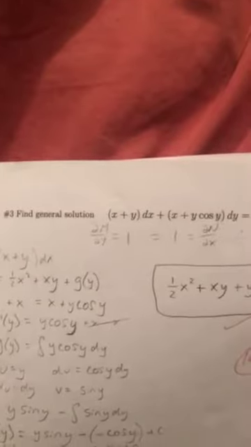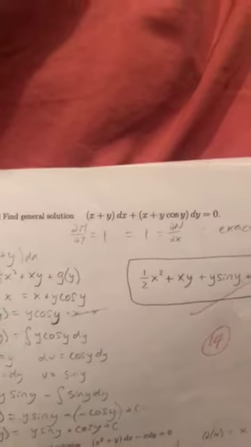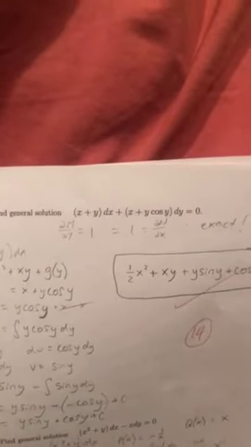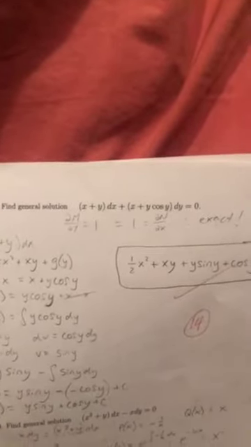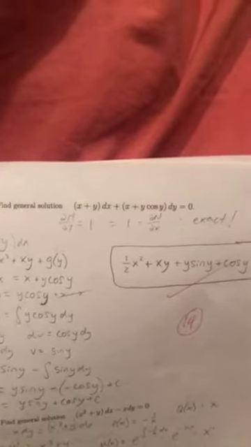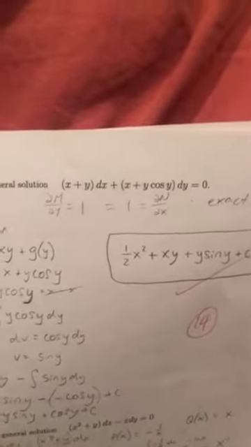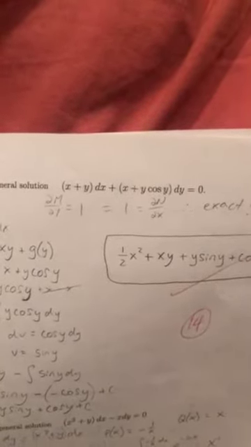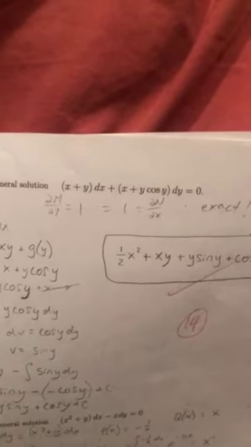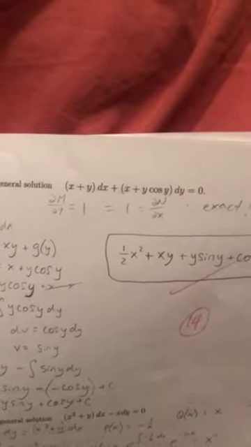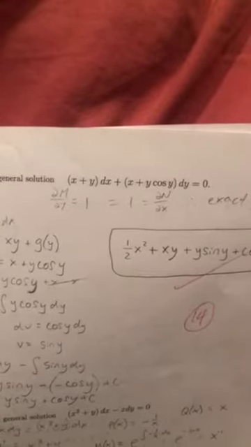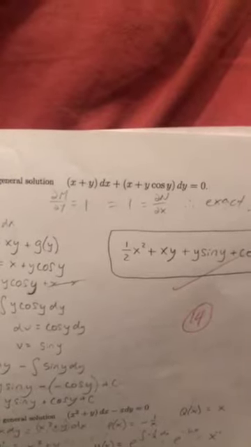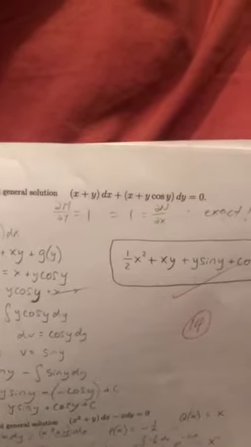Okay, so number 3, (x + y) dx + (x + y cos y) dy = 0. You just have to recognize that it is an exact equation, and then to test it, you do dM. The equation's in the form M dx + N dy, so x + y is equal to M, and x + y cos y is N.